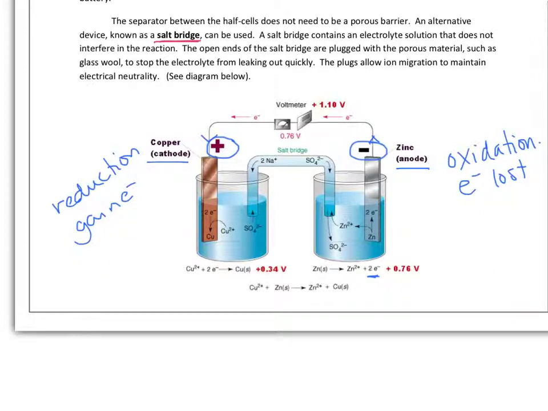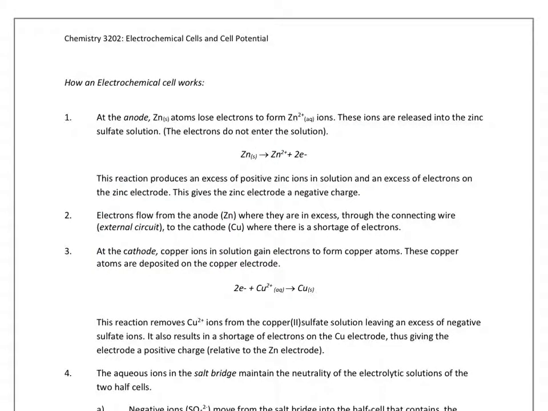A salt bridge contains an electrolyte solution that does not interfere in the reaction, meaning it's not going to bond or interact with any of the other ions to mess up the battery. The open ends of the salt bridge are plugged with a porous material, such as glass wool, to stop the electrolyte from leaking out. Down here at the bottom, we have some sort of porous material to ensure that the salt bridge doesn't leak out into the beaker. The plugs allow ion migration to maintain electrical neutrality, meaning that the ions can go through where the actual solutions cannot.